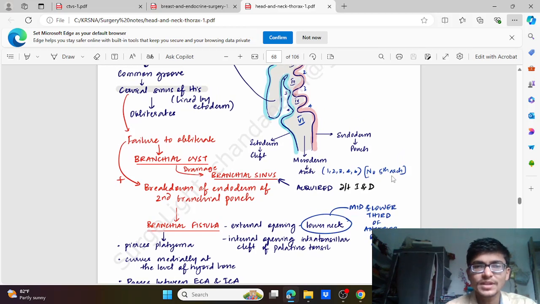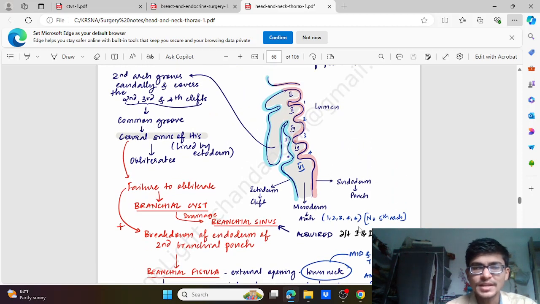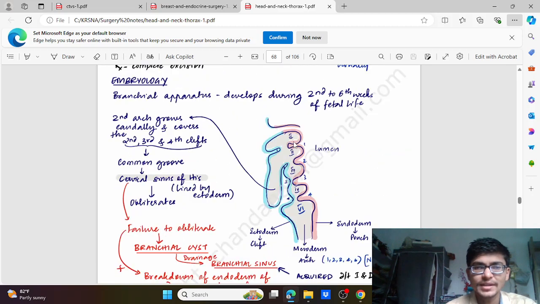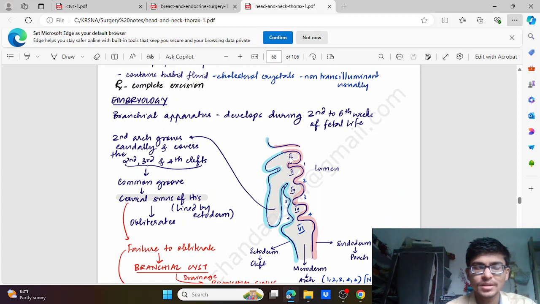There is no fifth arch, which you have to notice. It is 1 to 6, and the first arch, cleft and pouch merge to form the ear apparatus.